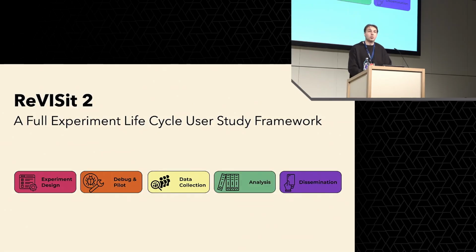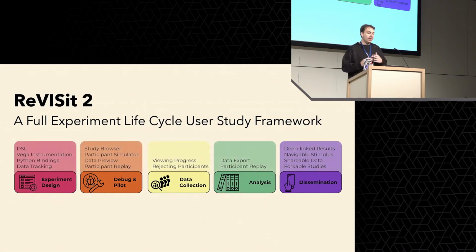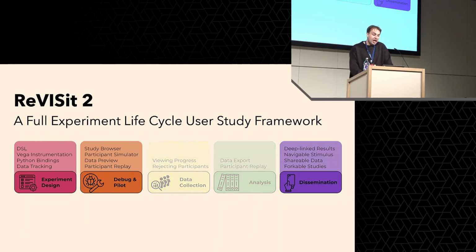That is why we originally created reVISit, and why we in this paper introduce reVISit 2, a full experiment lifecycle user study framework. reVISit is a usable, proven tool with features aimed directly at the visualization community across what we call the experiment lifecycle, which includes 5 stages: experiment design, debug and pilot, data collection, analysis, and dissemination. In this talk, I'm going to walk through 3 of these phases and demonstrate many of the features that we think sets us apart.